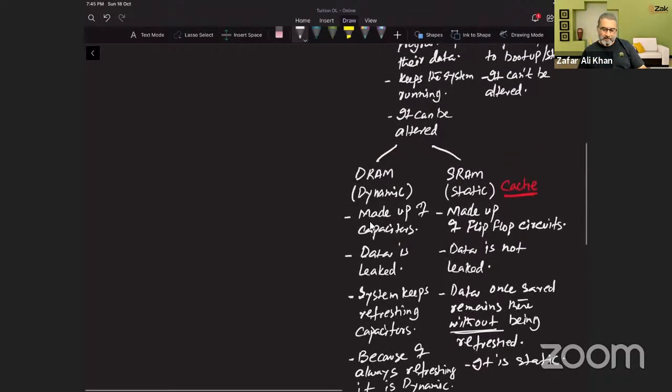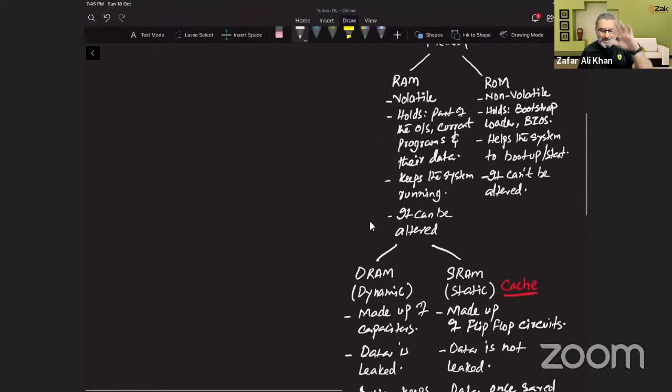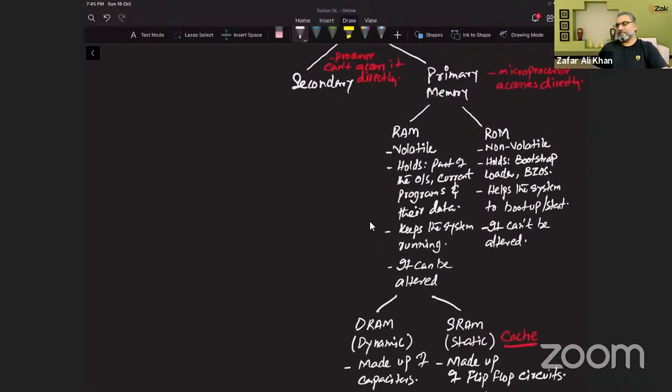Now, so this is primary memory. Primary memory is RAM and ROM. Why is it primary? Because it can be accessed by the microprocessor directly. Now secondary memory. Why do we call it secondary memory? Because the processor cannot access it directly. Rather, you would have to load the program and the data from the secondary memory to the primary memory.